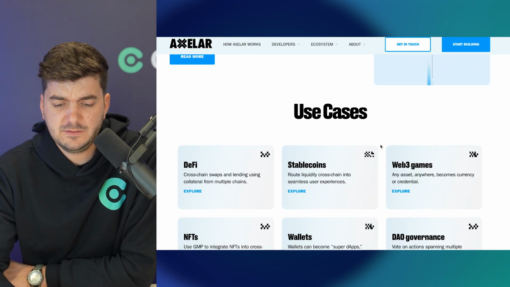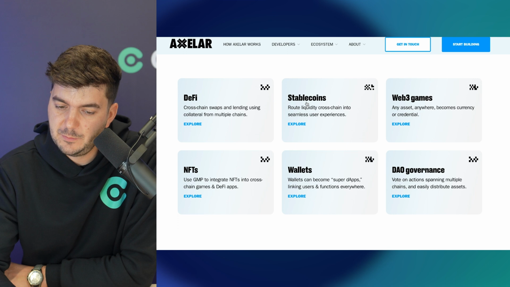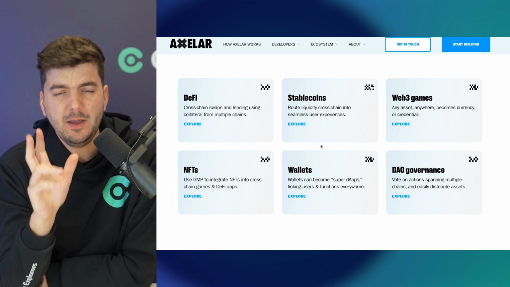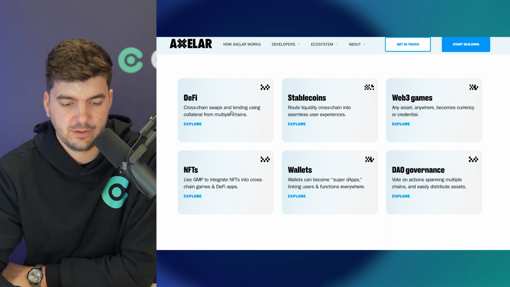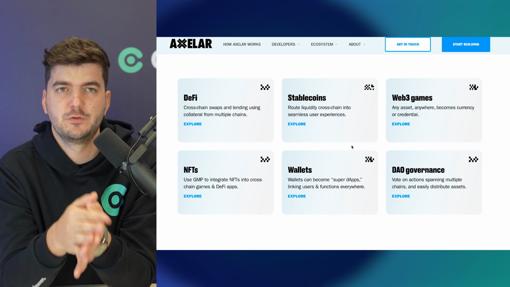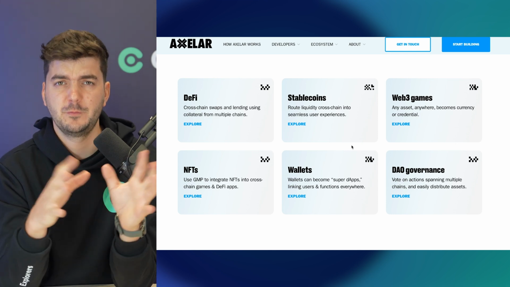So what are the use cases of Axelar? As you can see, Axelar can be applied to DeFi, to stablecoins, to Web3 games, NFTs, wallets, and DAO government. Now, I would like to highlight the first three, okay? DeFi, stablecoins, and Web3 games. This is where cross-chain is very important, because I think in DeFi we reached the level where we want to swap from one chain to another.